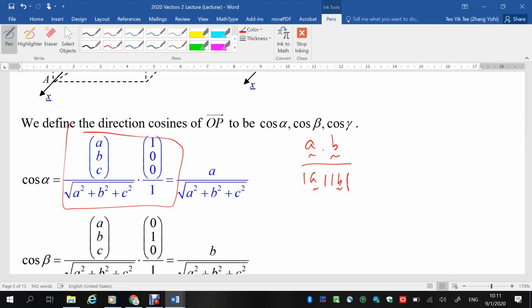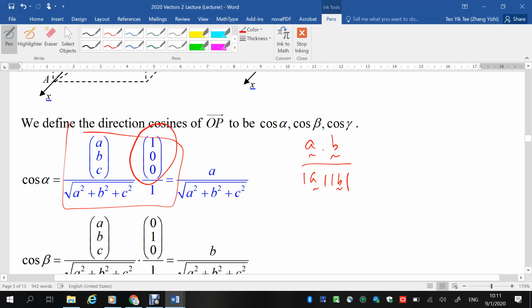Your x-axis is here. What is your equation of the x-axis? 1, 0, 0. Can accept. Can it be 2, 0, 0? Can it be 3, 0, 0? X-axis. How come I call x-axis 1, 0, 0? Where does this come from?